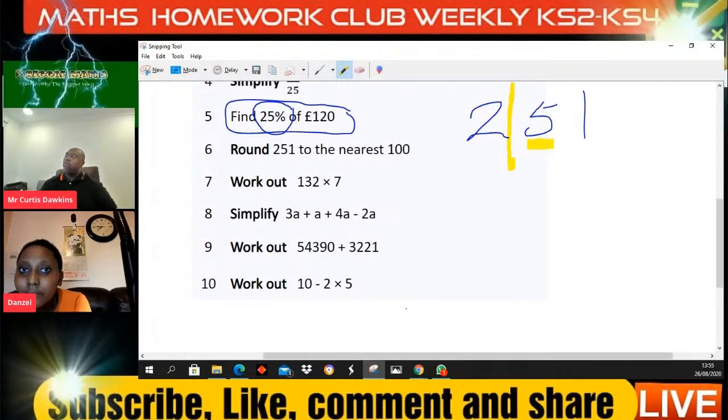If that number is 5 or more, what do you do? Can you remember? If it's 5 or more, what do you do, Denzel? Take 1. You increase it by 1. So if I increase 2 by 1, what do I get?